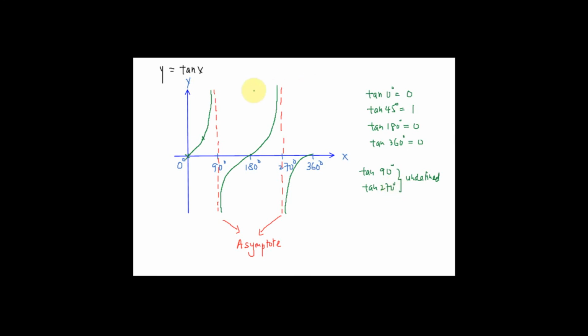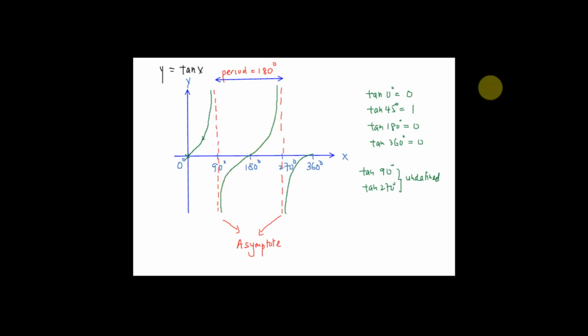Another important point here for tangent x: one complete cycle, I call it the period, is equal to 180 degrees. Remember this, for sine and cos, the period is 360 degrees. But for tangent x, the period is 180 degrees. That is, every 180, it is going to make one cycle like this.